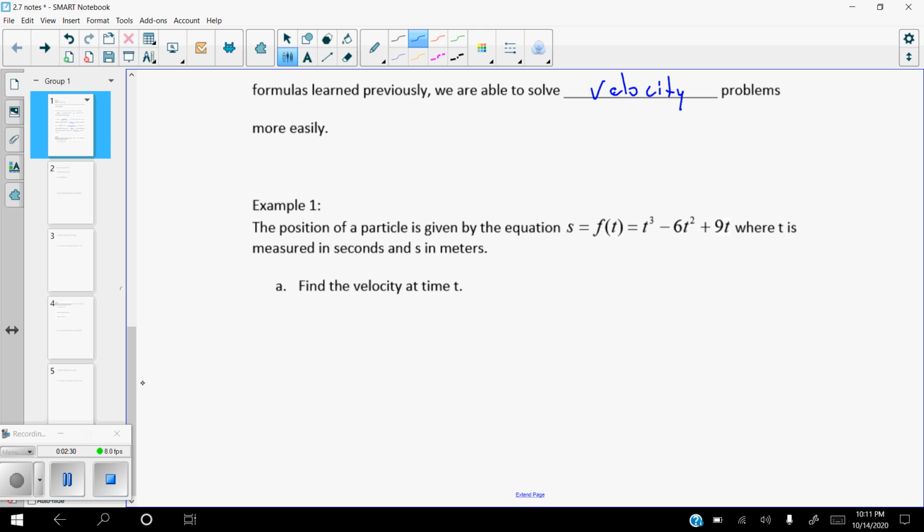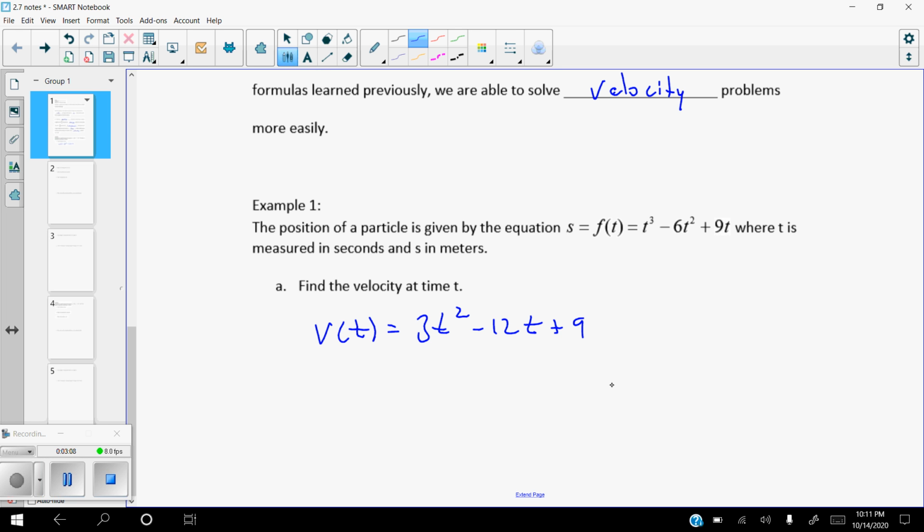So, that being said, this is not going to be a really long section. The position of a particle is given by the equation f of t equals t cubed minus 6t squared plus 9t, where t is measured in seconds and s is measured in meters. Find the velocity at time t. That's probably the easiest part of the whole thing. The velocity is the derivative of the position, which is 3t squared minus 12t plus 9. And that's the velocity.